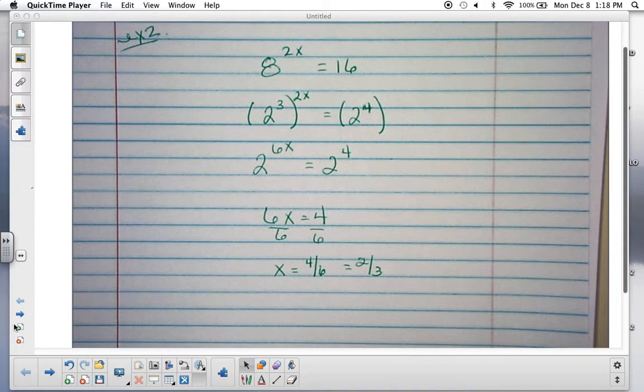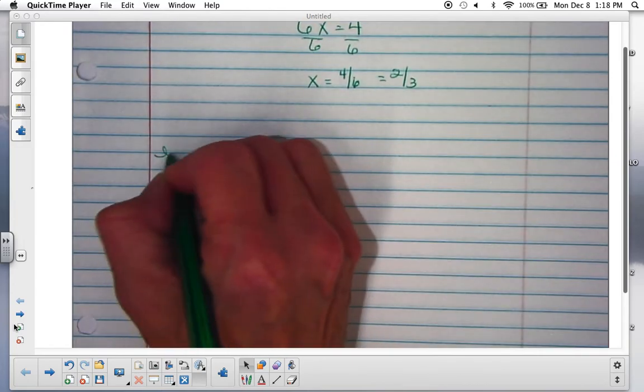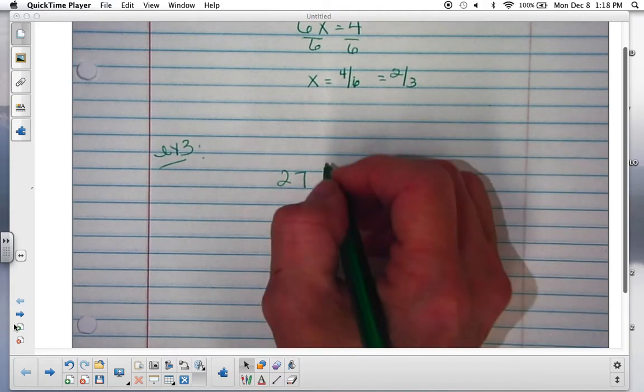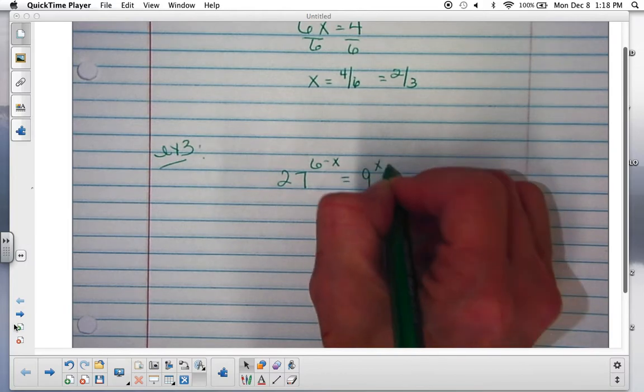At least one more, maybe 2 more of this, and then we'll be finished. Okay, example 3. This one may be a little bit easier to see. Let's do 27 to the 6 minus x equals 9 to the x minus 1.